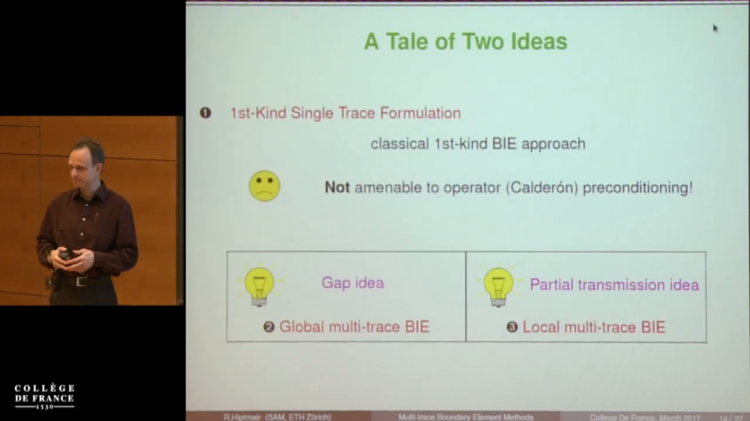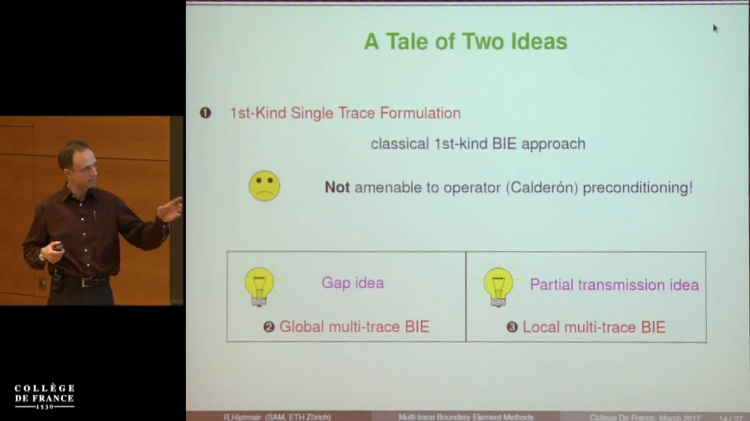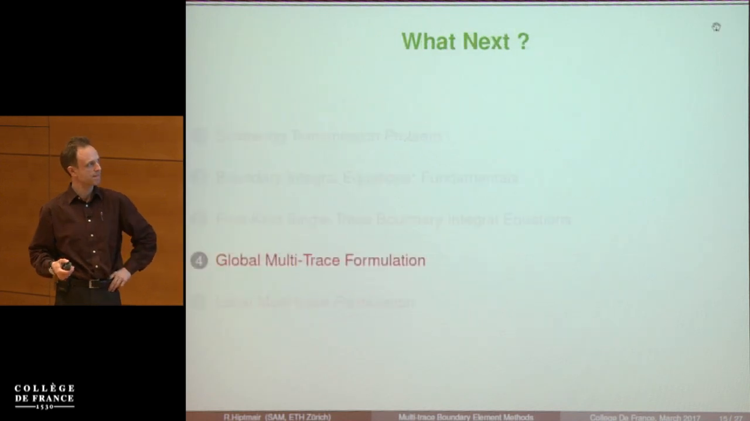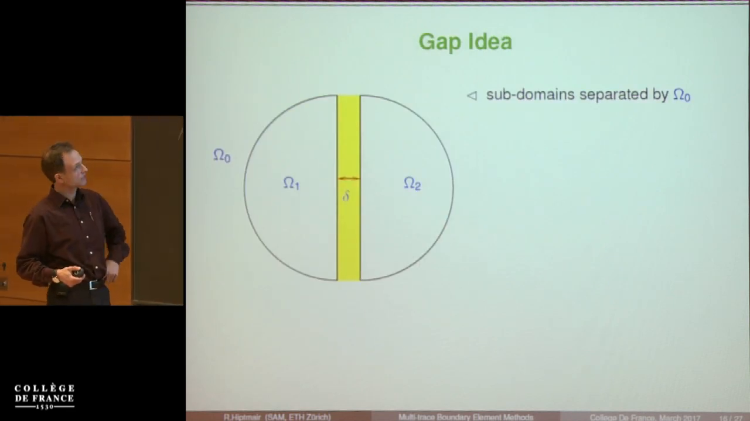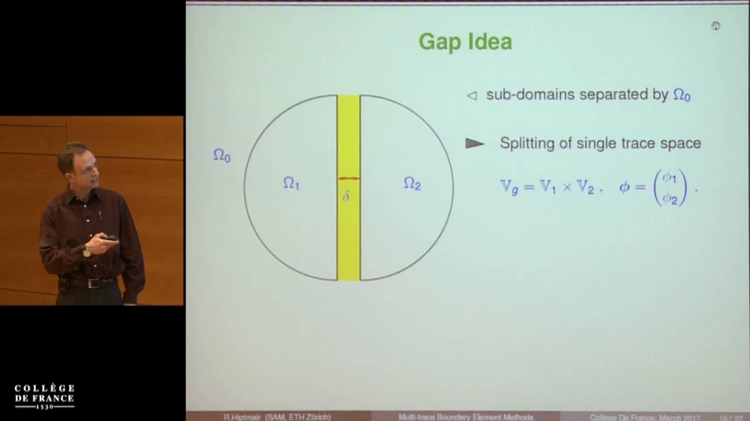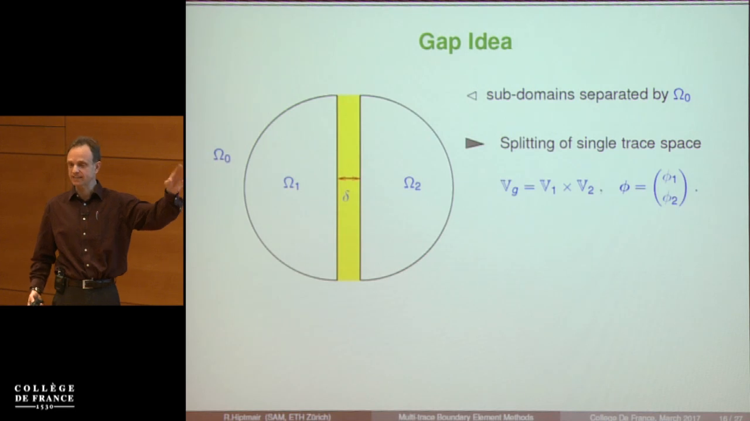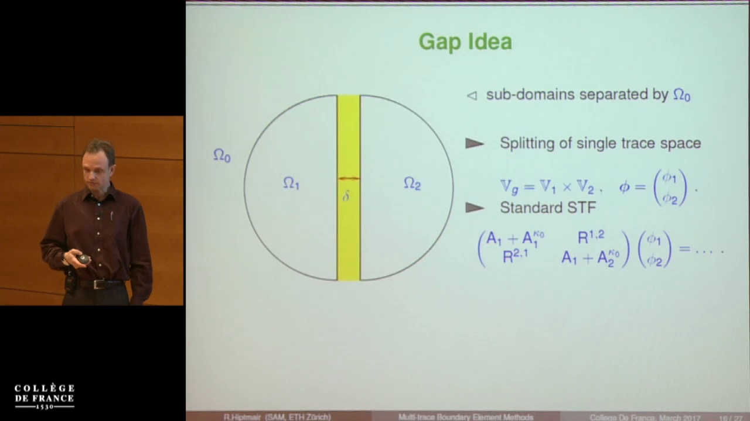First idea, the gap idea. I've dwelt on the single trace formulation a long time because the gap idea naturally builds on top of the single trace formulation and gives rise to the global multitrace formulation. So what is the idea? Let's consider the single trace formulation for this setting, separated subdomains. Of course, the single trace space is very simple. Again, it's just the Cauchy traces of omega 1 and of omega 2. And here we have a nice L2 duality pairing because these are just trace spaces on the boundary of a subdomain. This is the single trace formulation.